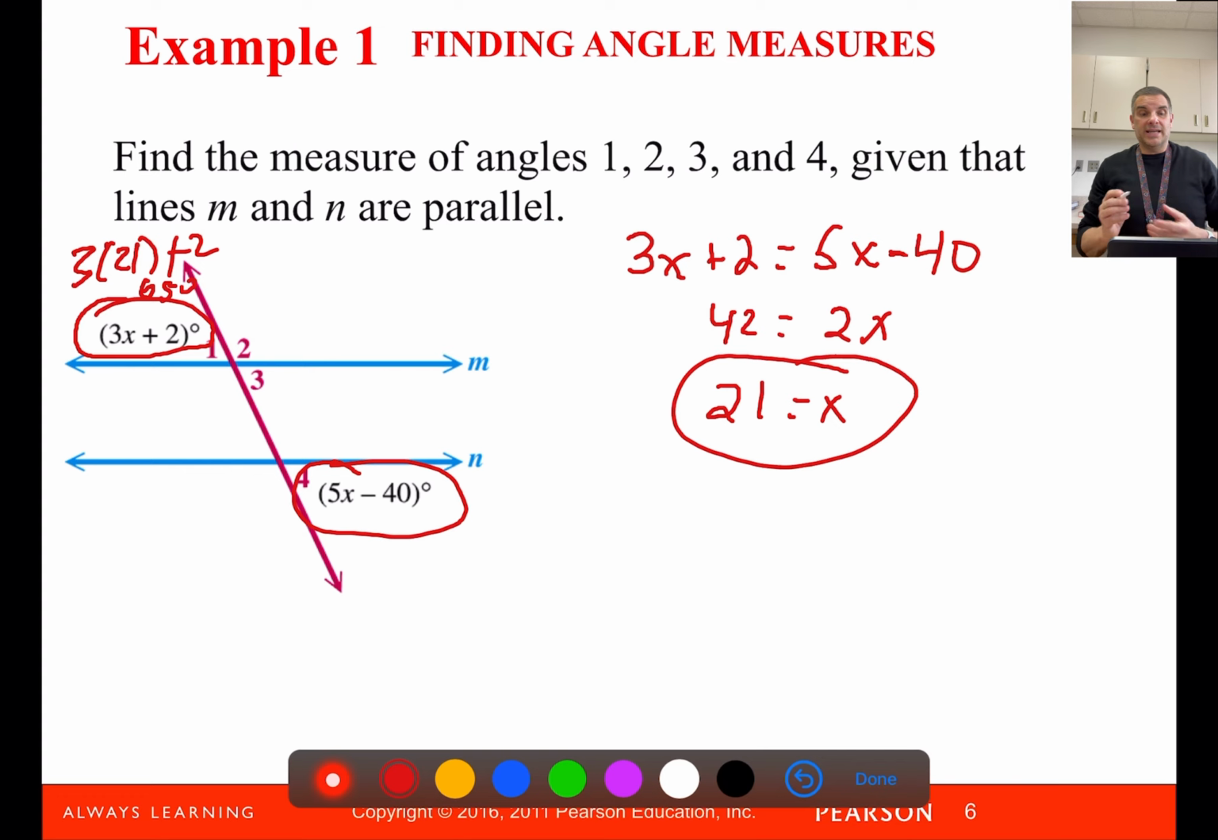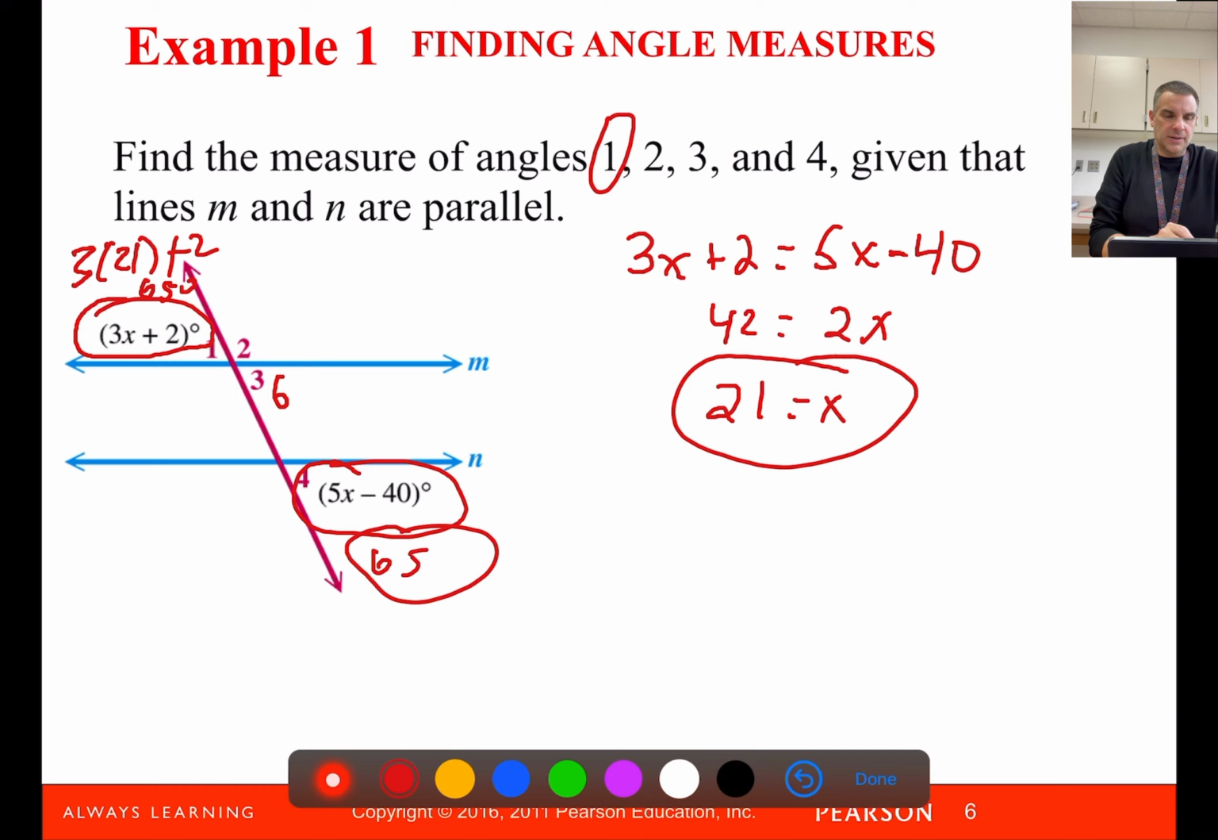So now it's asking me to find the rest of them. So I know angle 1 is 65 degrees. That means angle 4 has to be 65 degrees because alternate exterior angles are congruent. It also means that angle 3 is 65 degrees because 1 and 3 are vertical angles, and vertical angles are congruent. So all we have left to find is angle 2.